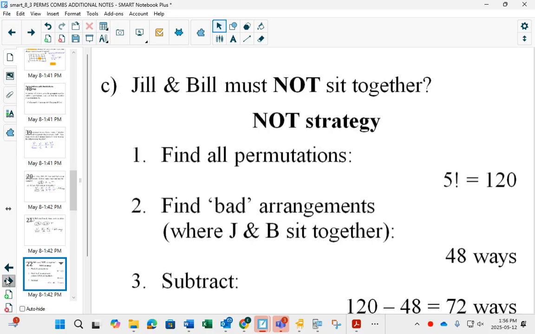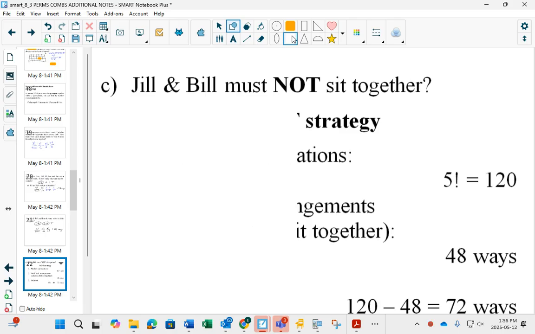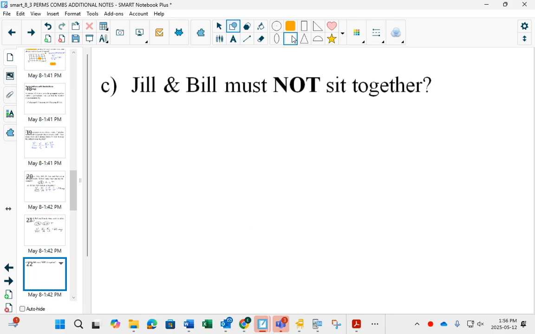Now in part C, something happened. I don't know how it involved Tom, but something happened and Jill and Bill refused to sit together. I'm surprised the 5 friends still go to the bench together. Lee and Amy can sit together, but they don't have to, so we're not worrying about them in part C. We just want to make sure that Jill and Bill do not sit together.